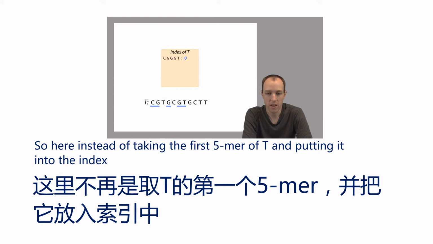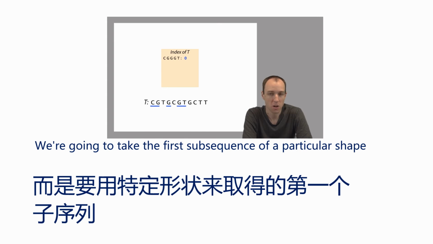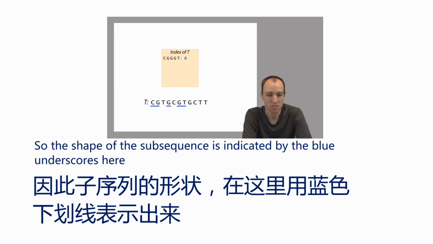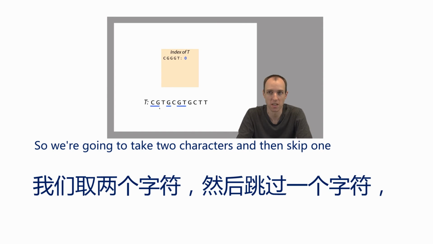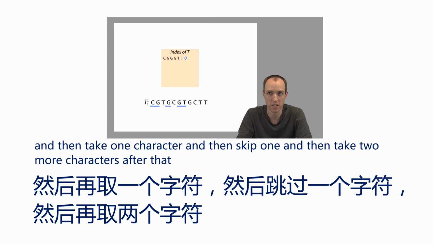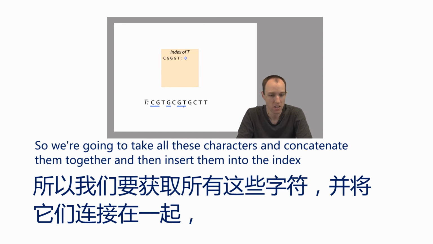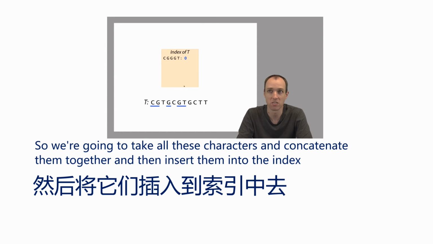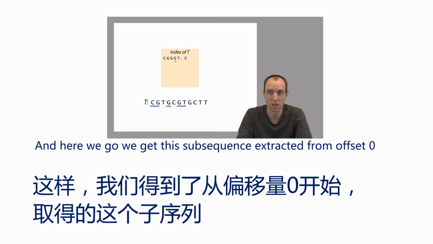So here, instead of taking the first 5-mer of T and putting it into the index, we're going to take the first subsequence of a particular shape. The shape of the subsequence is indicated by the blue underscores here. So we're going to take 2 characters and then skip 1, and then take 1 character and then skip 1, and then take 2 more characters after that. So we're going to take all these characters and concatenate them together and then insert them into the index. And here we go. We get this subsequence extracted from offset 0.